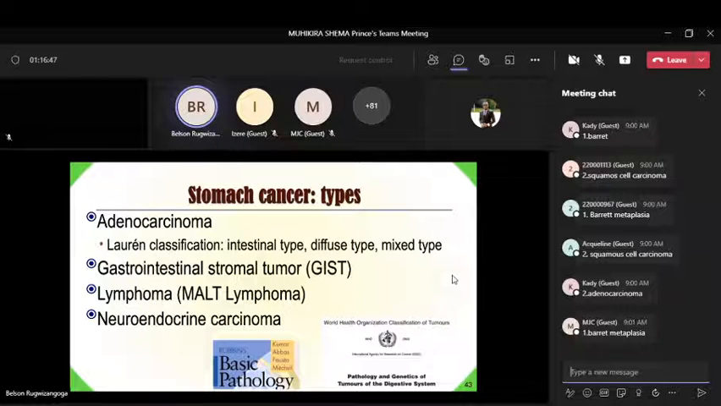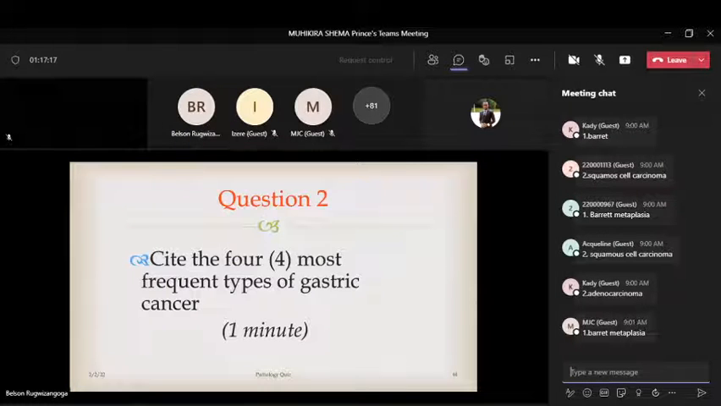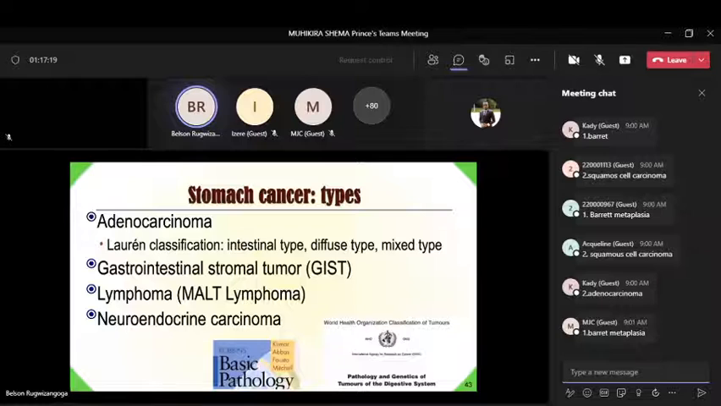Another type is the gastrointestinal stromal tumor that I mentioned. And the lymphoma, we call it mucosa-associated lymphoid tissue lymphoma, or MALT lymphoma. And you have neuroendocrine carcinoma, just arising from the endocrine cells. So this is the basic classification. But when you go into detail, there are so many subtypes that we cannot describe here. So any question about the stomach?